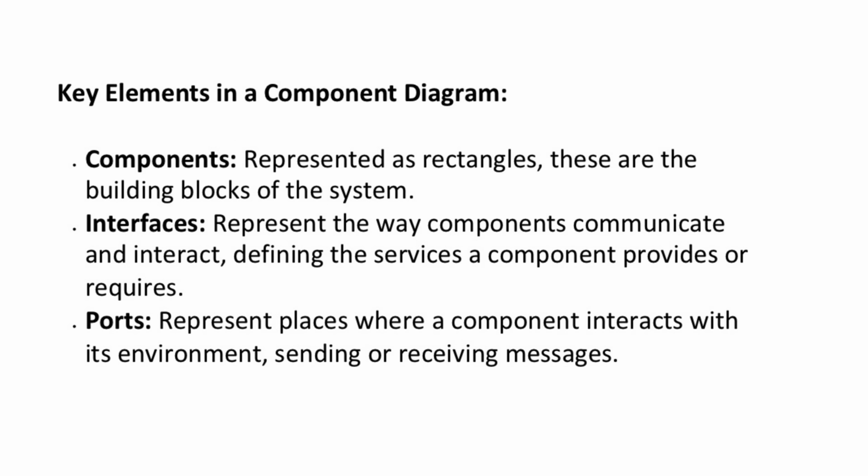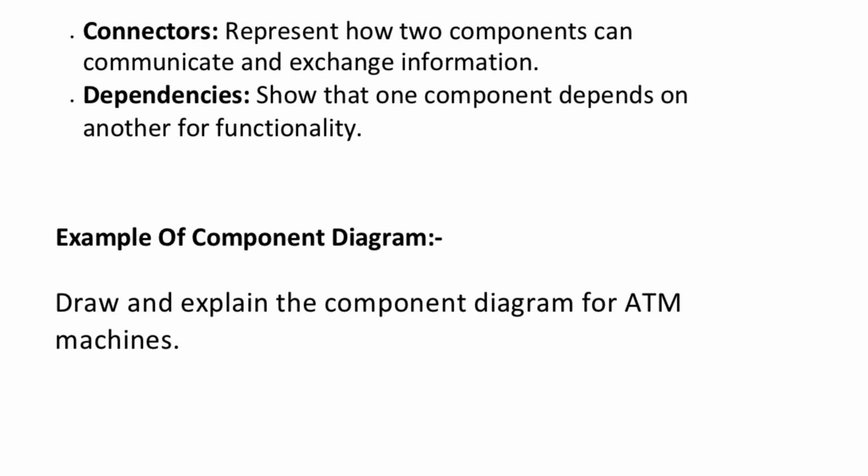The key elements in a component diagram are: first, components, represented as rectangles. These are the building blocks of the system. Second, interfaces, represent the way components communicate and interact, defining the services a component provides or requires. Third, ports, represent places where a component interacts with its environment, sending or receiving messages. The fourth is connectors, which represent how two components can communicate and exchange information. Fifth, dependencies, show that one component depends on another for functionality.